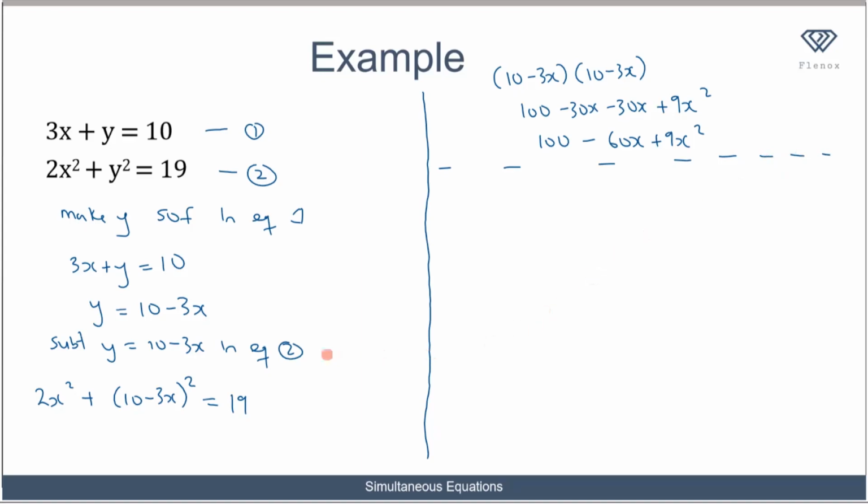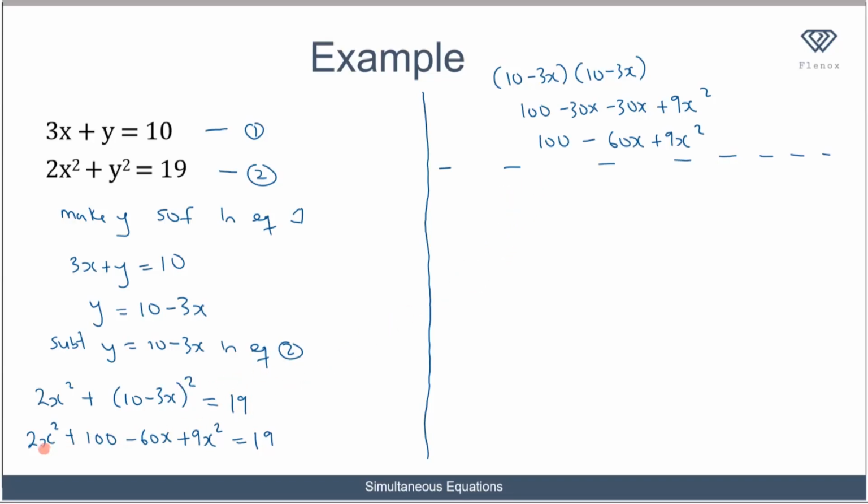But I'm going to show you a shortcut for finding the square of a number. You say the first term squared: 10 squared is 100. Then you multiply all the terms and the power: 10 times minus 3x times 2 gives minus 60x. And you find the square of the second term: minus 3x squared gives plus 9x squared. So you can do that directly instead of trying to expand. You can practice it with other examples to see how it works.